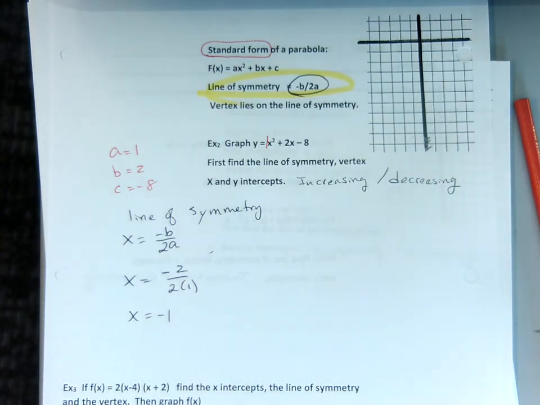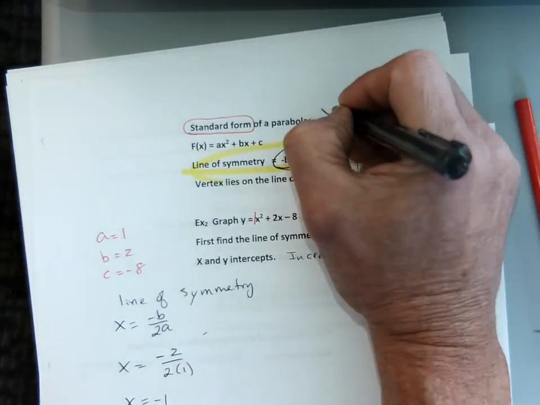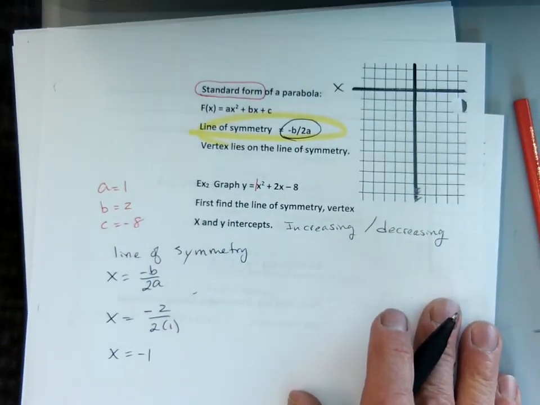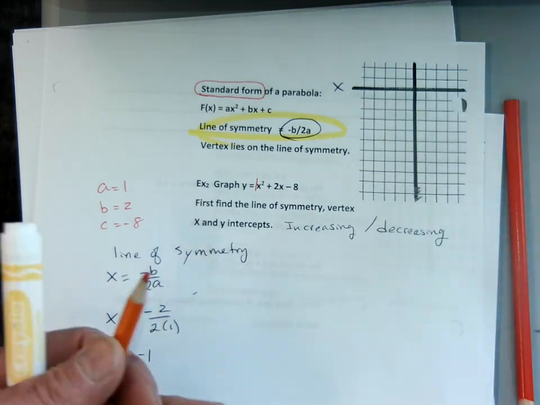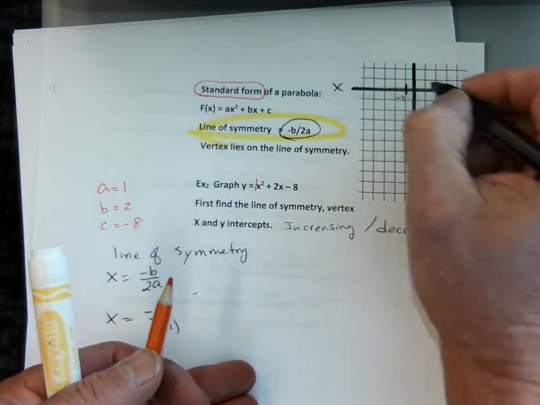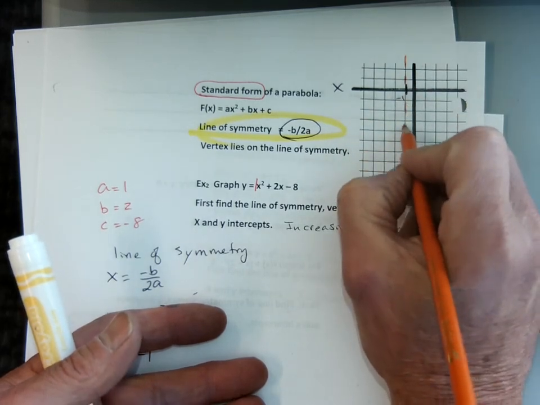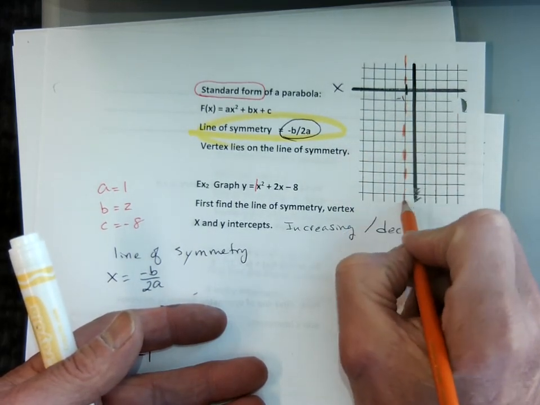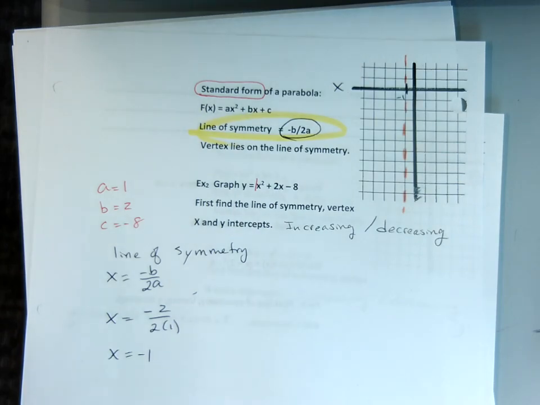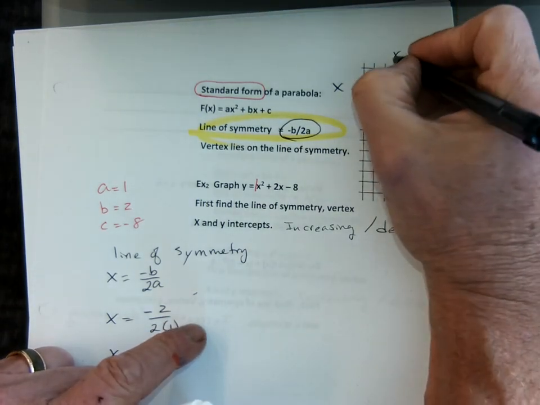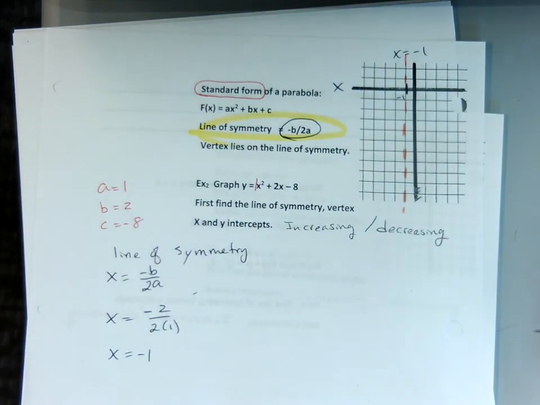So what I'm going to do then is put my line of symmetry on my graph. So here's my x-axis, right? I'm going to find negative 1 on my x-axis, which is right there. It's invisible, but I still like to draw it in. There's my line of symmetry at x equals negative 1. How am I doing? Am I going too fast? Okay, pace is all right?